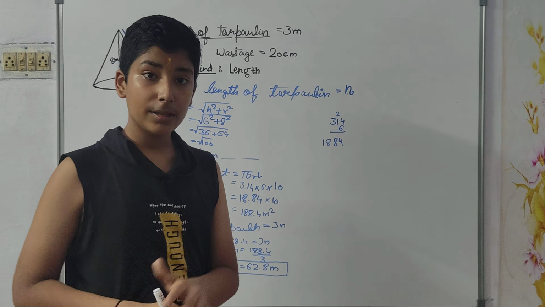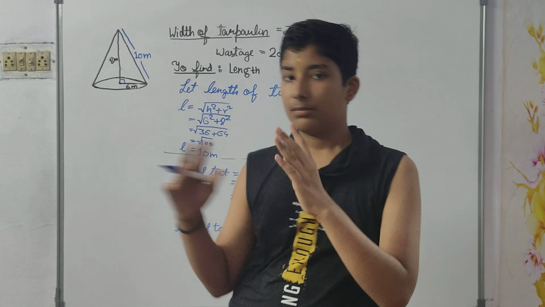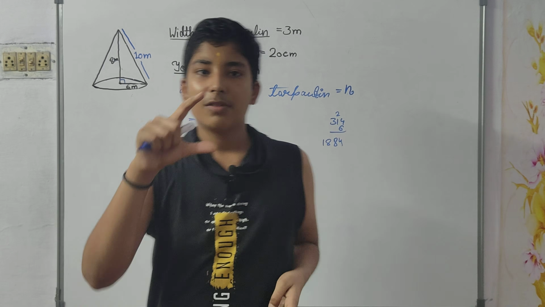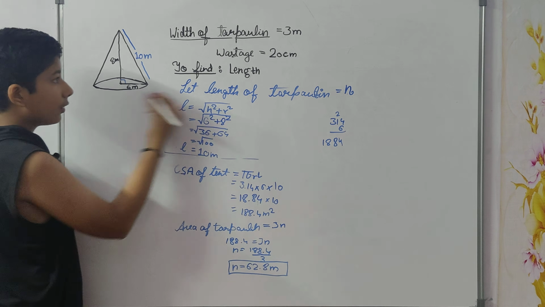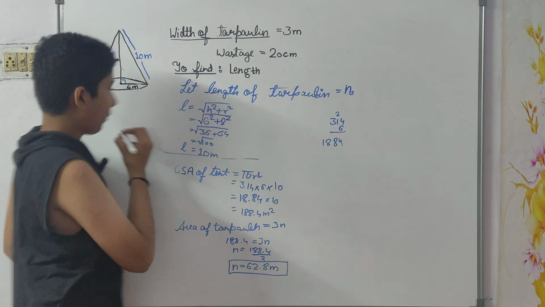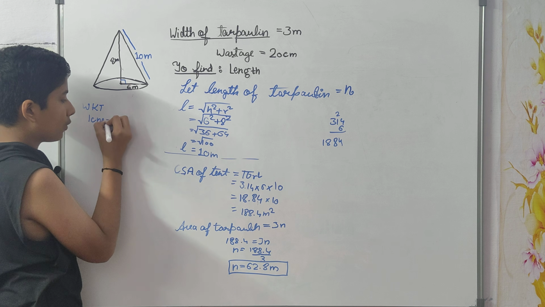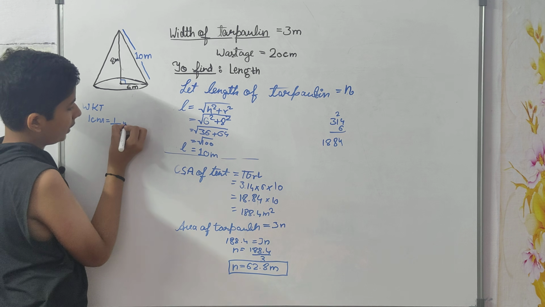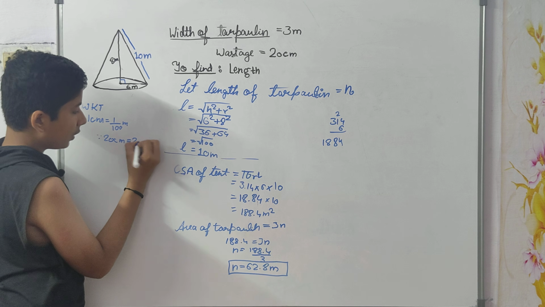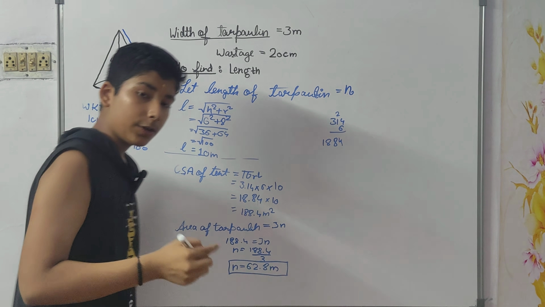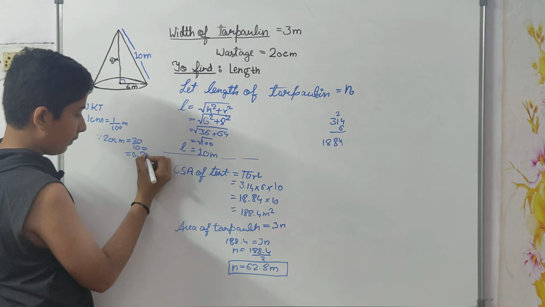So if we include the wastage also, for example, when we cut this tarpaulin, some of the part will be thrown away, not required, that will also get included. So we know that 1 cm equals 1 by 100 meter. Therefore, 20 cm equals 20 upon 100 meters. Am I right or wrong? I'm right. Okay, so 20 by 100 is 0.2 meters.